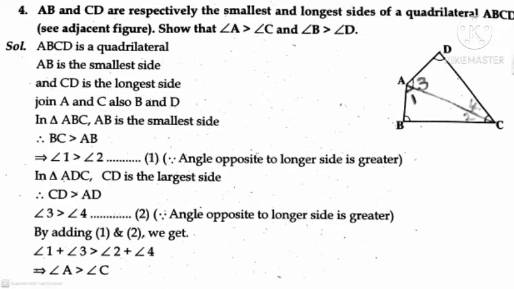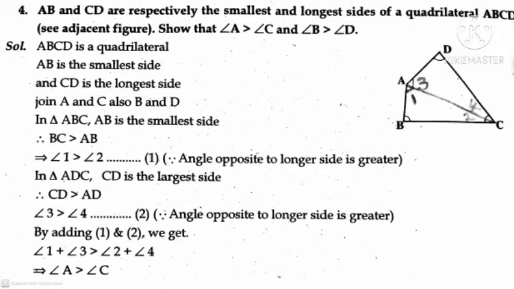Solution. ABCD is a quadrilateral. Observe the picture. In quadrilateral ABCD, AB is the smallest side and CD is the longest side. In the next step, join A and C. Then we get two triangles, that is triangle ABC and triangle ADC.